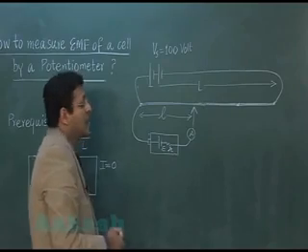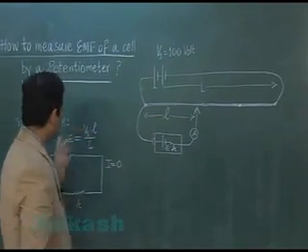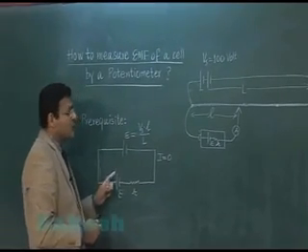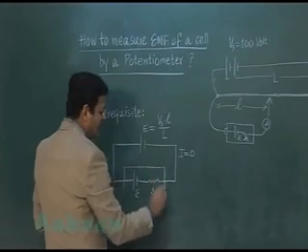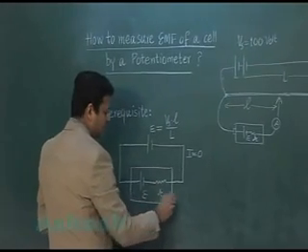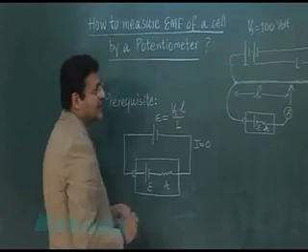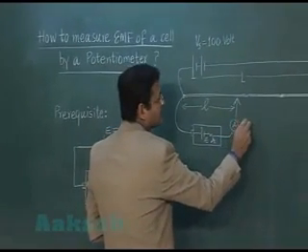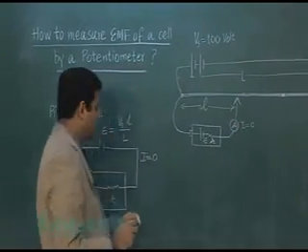You understand? Now you see, this situation and this situation is similar. The cell whose EMF you have to measure is the cell you have shown here, and you are saying that the current in the circuit, the ammeter reading, is zero. So this is the situation here.